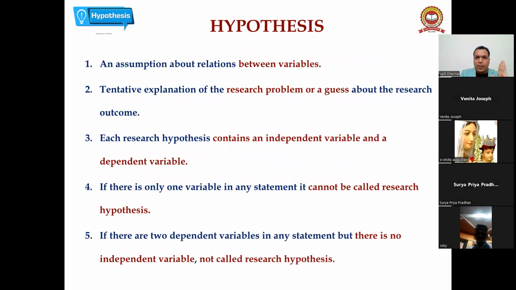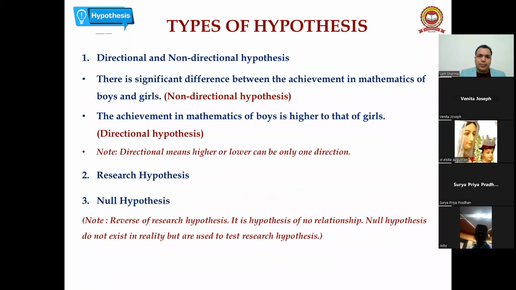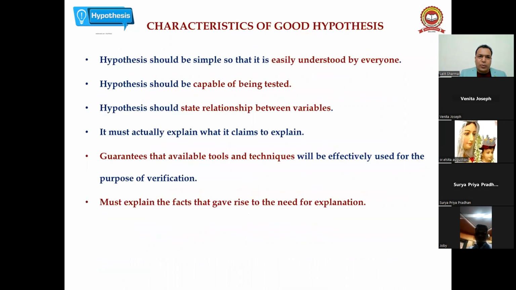So first you have to define the hypothesis. Look, a hypothesis is an assumption about relations between variables. Second, it is a tentative explanation of a research problem or a guess about the research outcome. We have already discussed this. Then you have to talk about the characteristics of a good hypothesis. I have written the main points on the PPT, but in detail I have defined them in the PDF and Word file. A hypothesis should be simple so that it is easily understood by everyone.